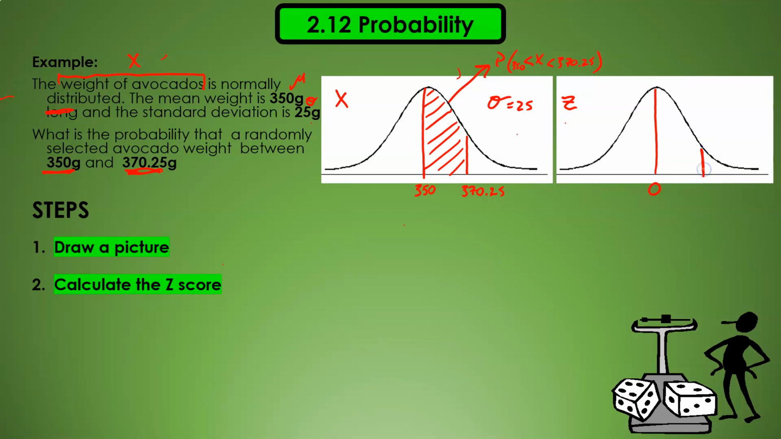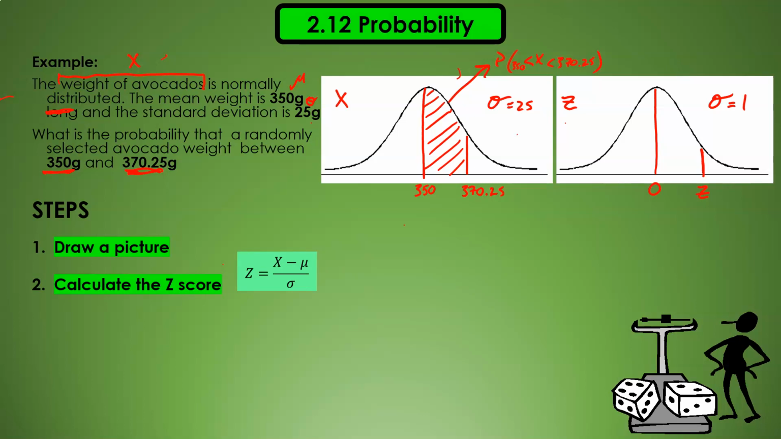The key is that 370 is above, but we don't know what that is as a z-score. So we don't know what 370.25 is as a z-score, but we do know that the standard deviation as a z-score is 1. So that's where the next calculating part comes in. To work out what z is, we need to use this conversion value.